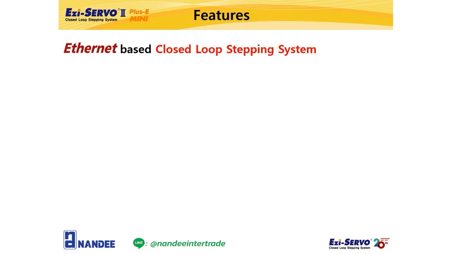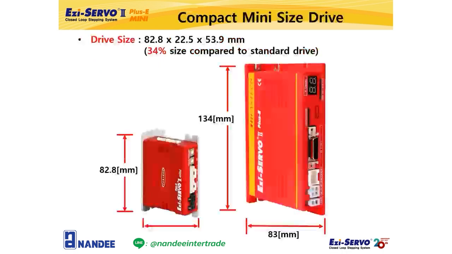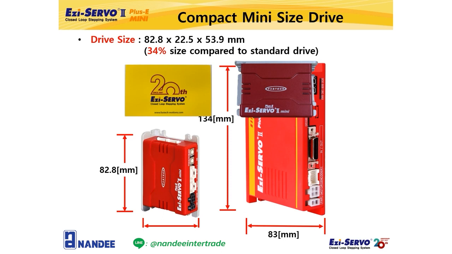Next, I'd like to introduce features of Easy Servo 2 plus E-mini. Easy Servo 2 plus E-mini is Ethernet-based closed-loop stepping system product. Easy Servo 2 plus E-mini can be installed in a narrow space using a compact drive, so you can save space. The size of Easy Servo 2 plus E-mini drive is 1/3 the size of the Ethernet standard type drive. The size is similar to the size of a business card.